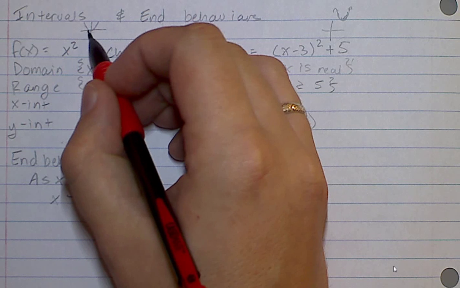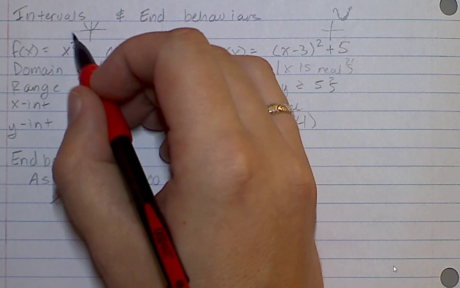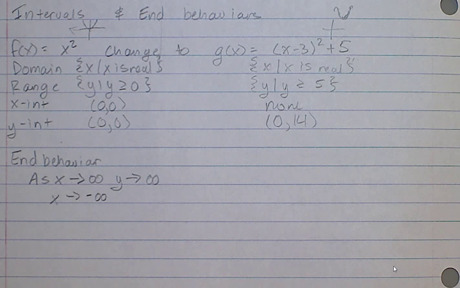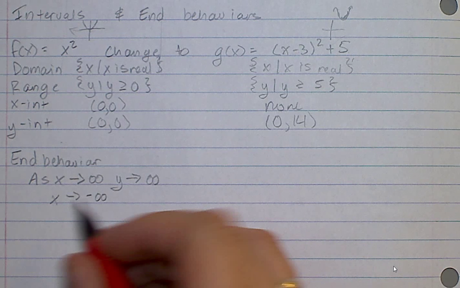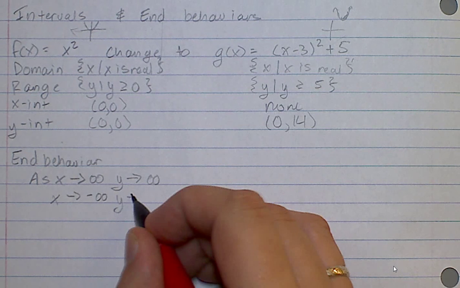No, it is. As you're going farther and farther to the left, as you're going more and more negative, is the function going up or is the function going down? Okay, so as x tends to negative infinity, y is going to tend to positive infinity again.